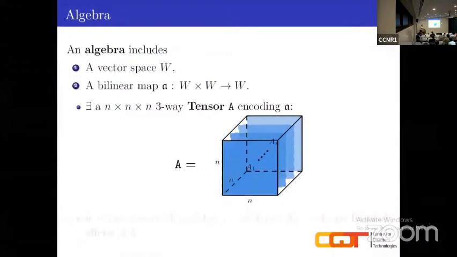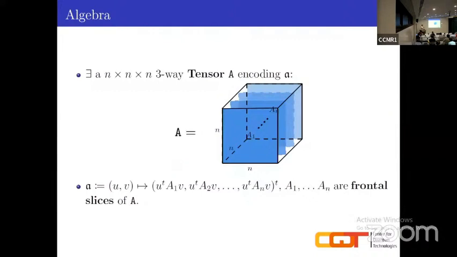Actually, for any algebra, you can encode it with a three tensor. Here is the three tensor. You can think about dividing this into a bunch of frontal slices, A1 up to An. And then this bilinear map can be represented by this mapping. For any pair of vectors U and V, it will map to a vector where each entry is the product U transpose A_i V.